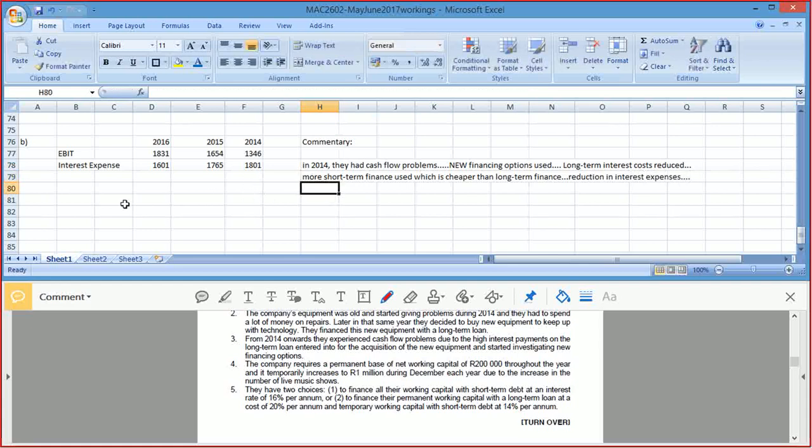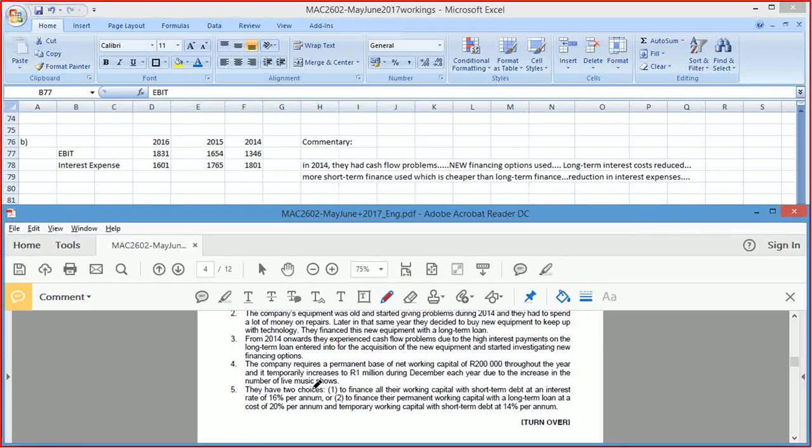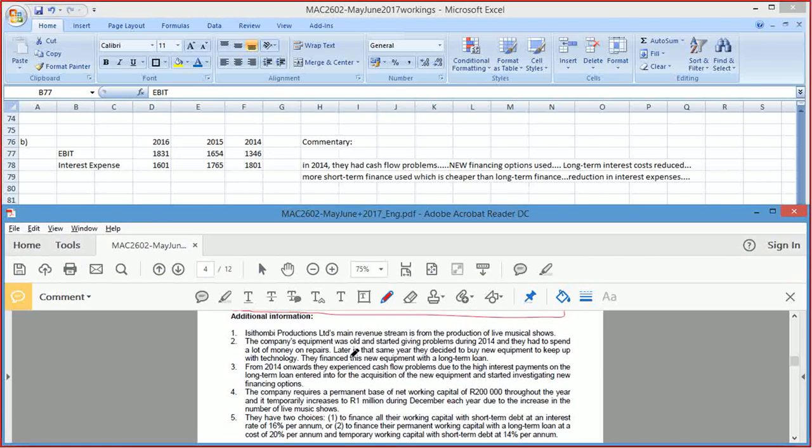Okay. Right, EBIT. EBIT is looking at the sales part. So have the sales increased? It must have. They just spoke about buying new equipment to keep up with technology, and in terms of the main revenue stream, it is from the production of live music shows.